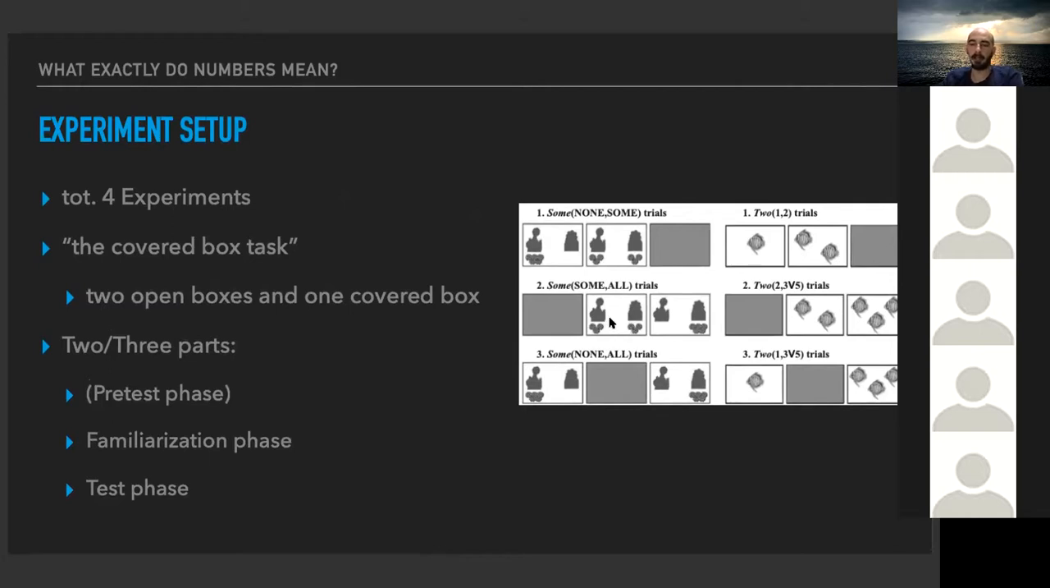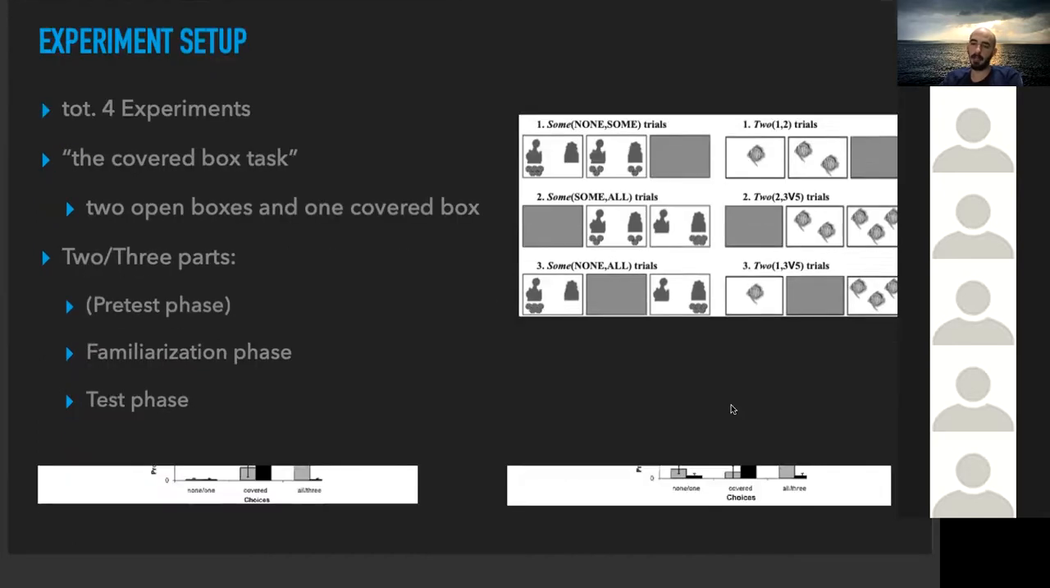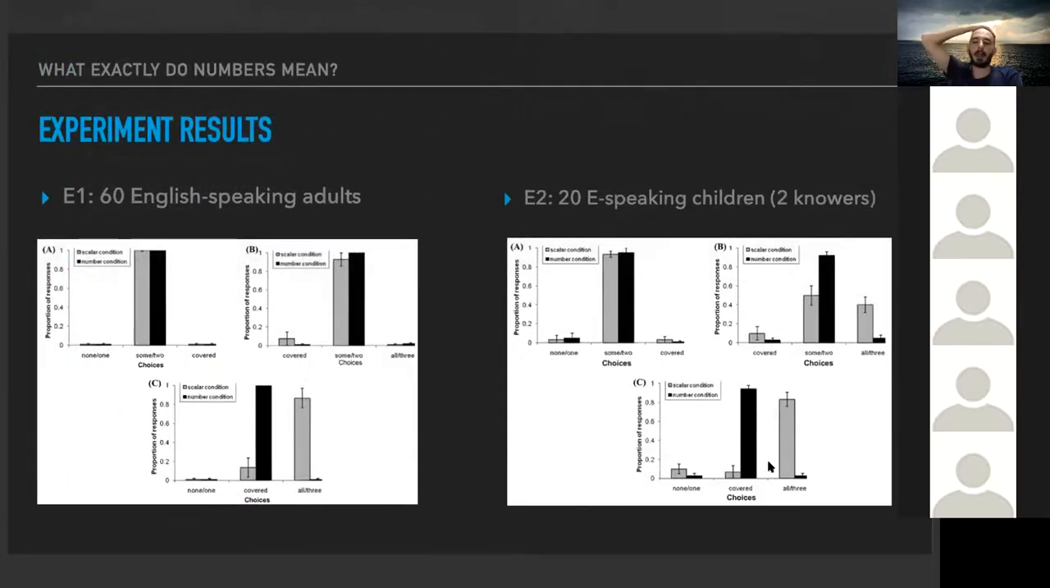Well, there were like 53% that chose the box in which Cookie Monster had some, and 20% in which he had all, and 20% chose the covered box. But with the numerals, they behave the same. So they all chose the box with 2 fish, right? All chose the box, yeah. In this case, all chose the box with 2 fish.